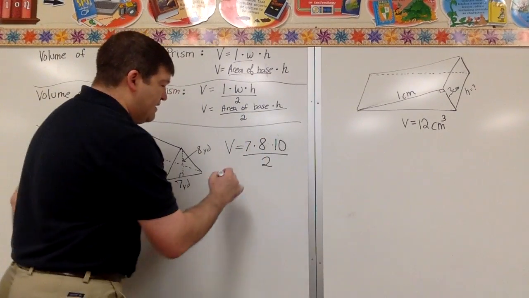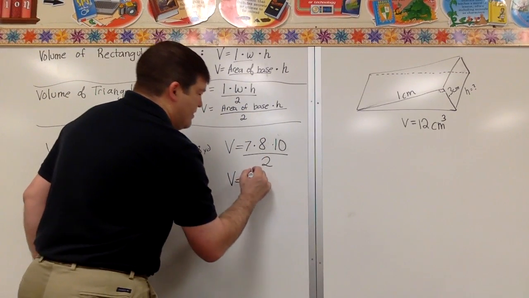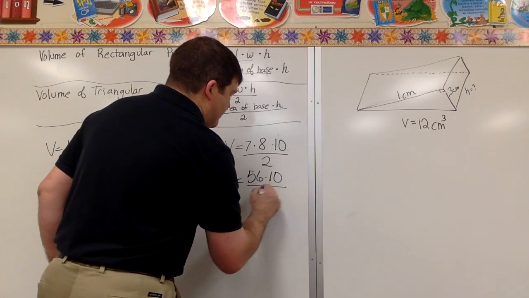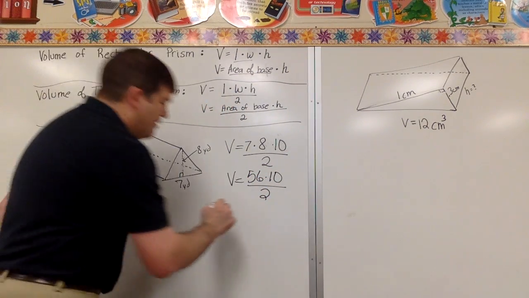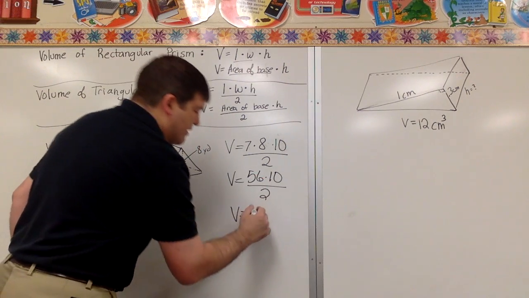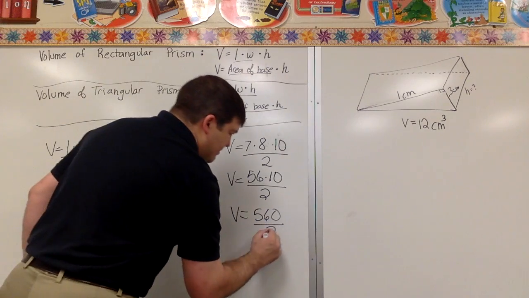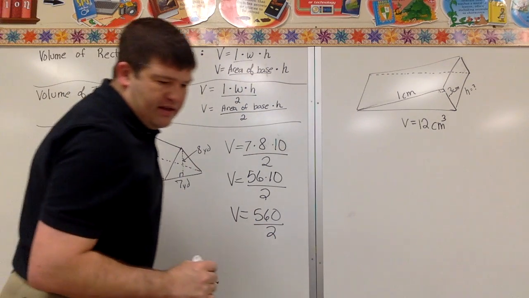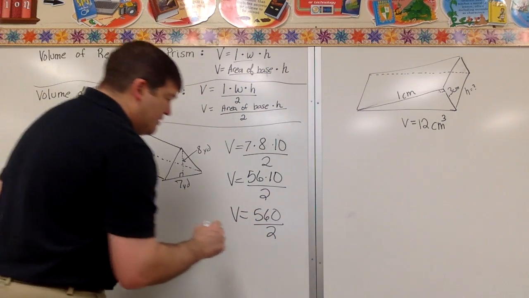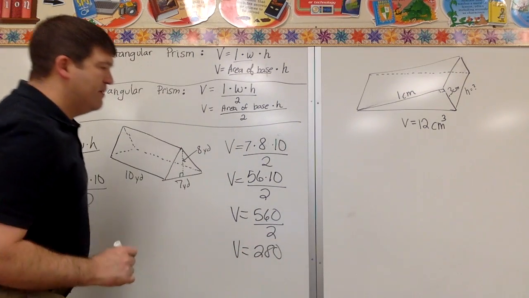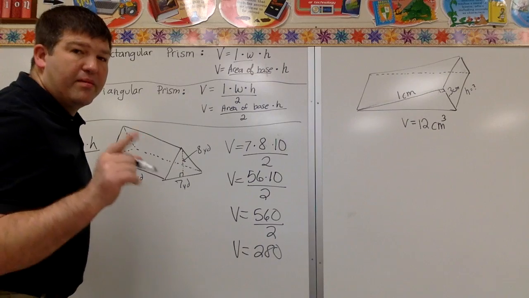7 times 8, volume equals, I know that's 56 times 10 divided by 2. Now I do another thing. 56 times 10, I know it's 560 divided by 2. And then I know that 560 divided by 2, volume equals 280. Okay? So I get my volume equals 280, but I'm not quite done.